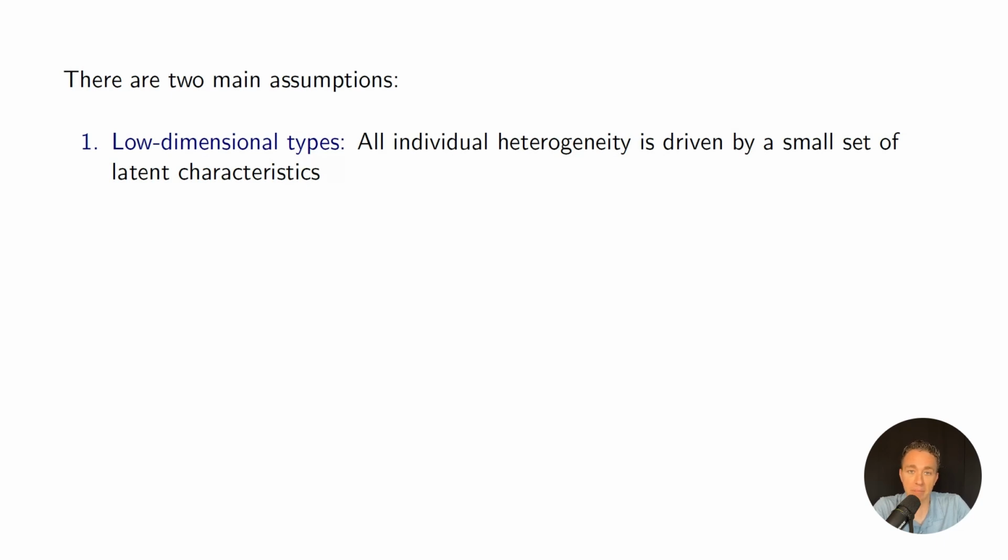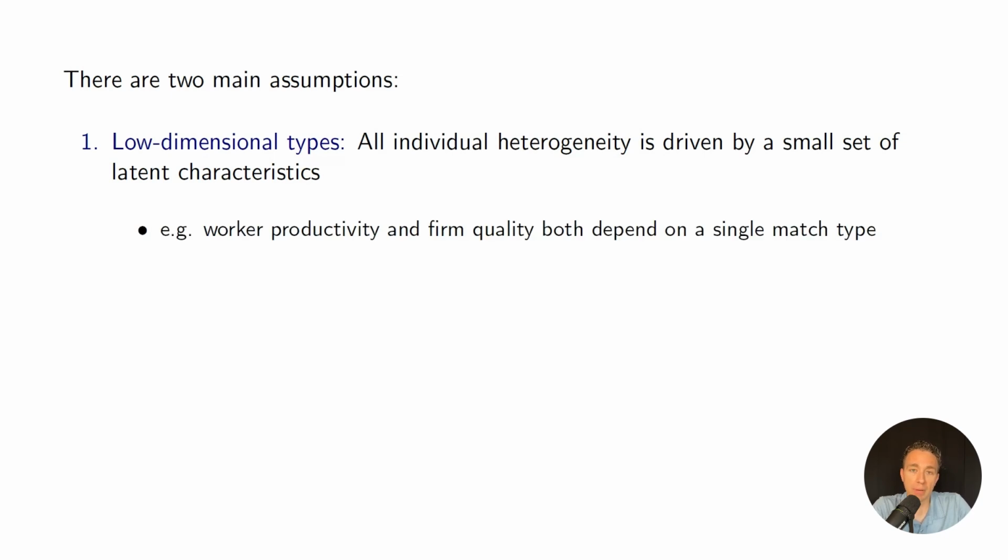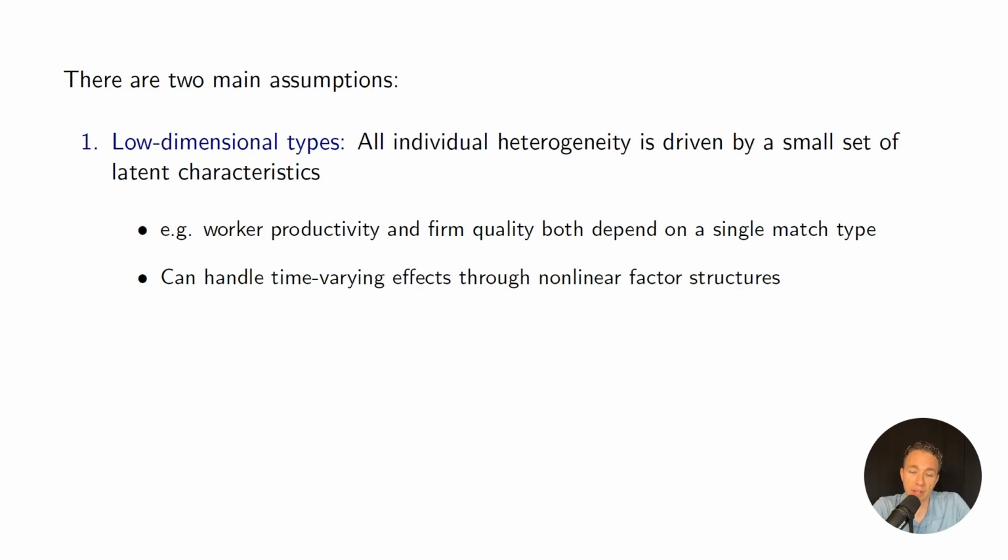It's not exactly the same, but it's not that different. So an example might be that heterogeneity in worker productivity and firm quality is both driven by some single match type between the two. And we can also handle time varying effects through a nonlinear factor structure if we want. So that basis is there.